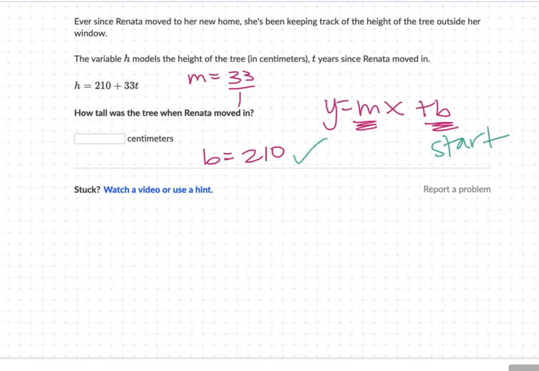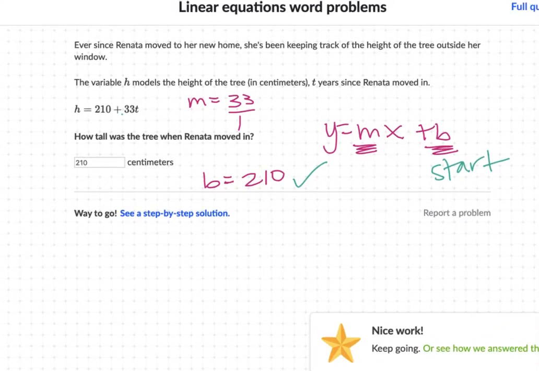Because that's when Renata first moved into her new home. So that's the start. That's when she first started keeping track of the height of the tree. So we can tell that the tree was 210 centimeters tall in the beginning. And this is being added to 33t. So the slope tells us that every year the tree added on 33 centimeters. It started off at 210. Every year since she moved in, it went up 33 centimeters.